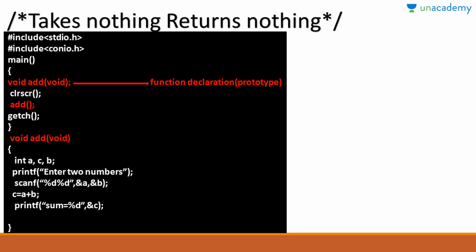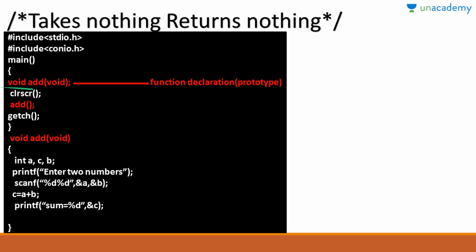So next we are taking the example of takes nothing and returns nothing. Here we have written the same code, only we have defined void add void. This is a function declaration, or sometimes known as a function prototype. The word before add is the return type, and here we have written void, which means it returns nothing, and inside the parenthesis we have written void, so it takes nothing.